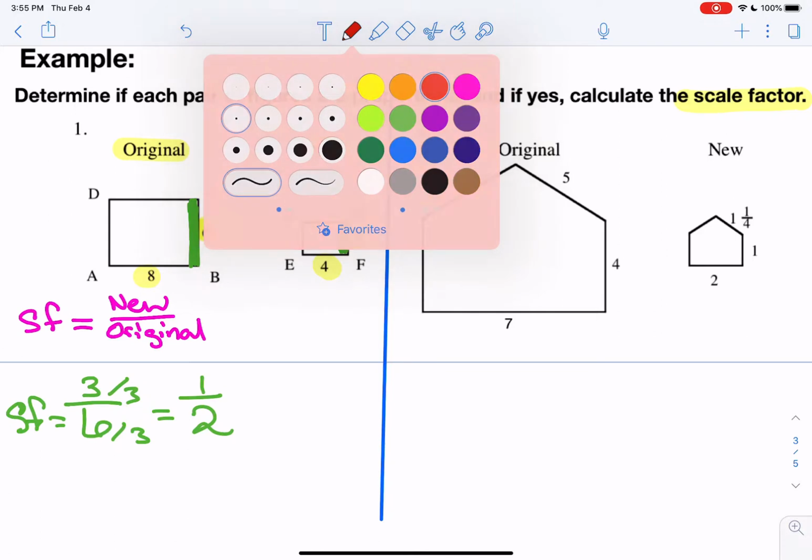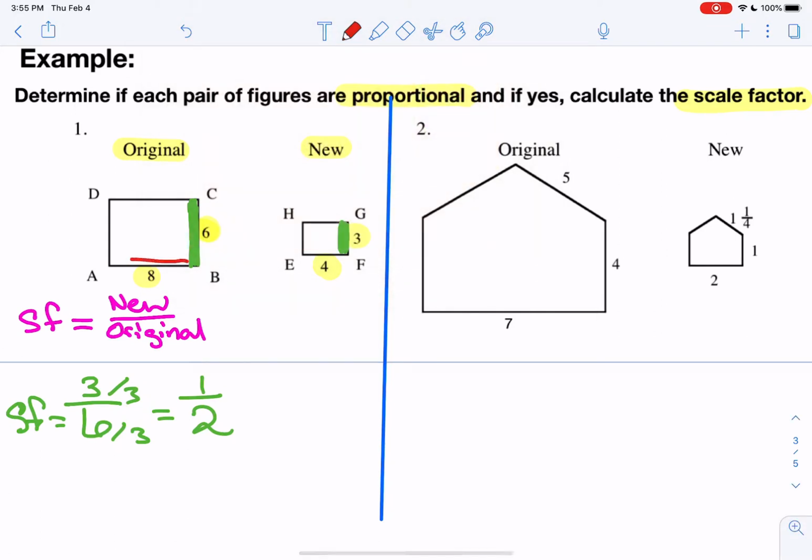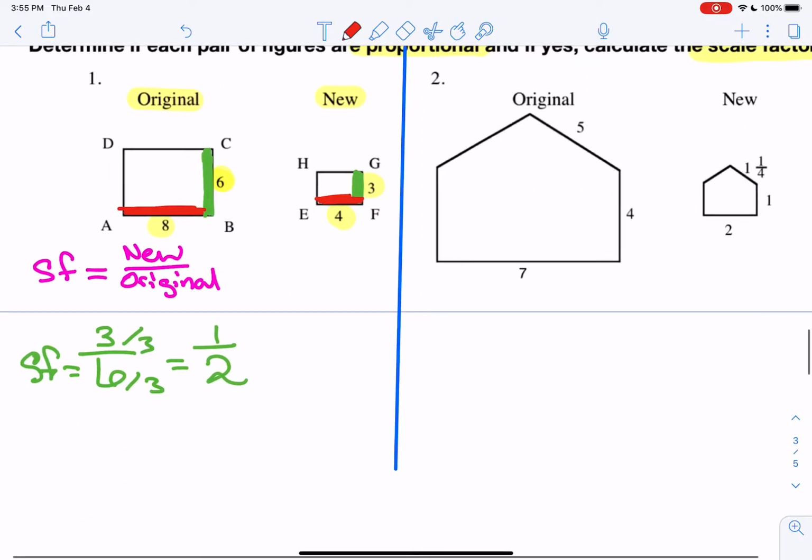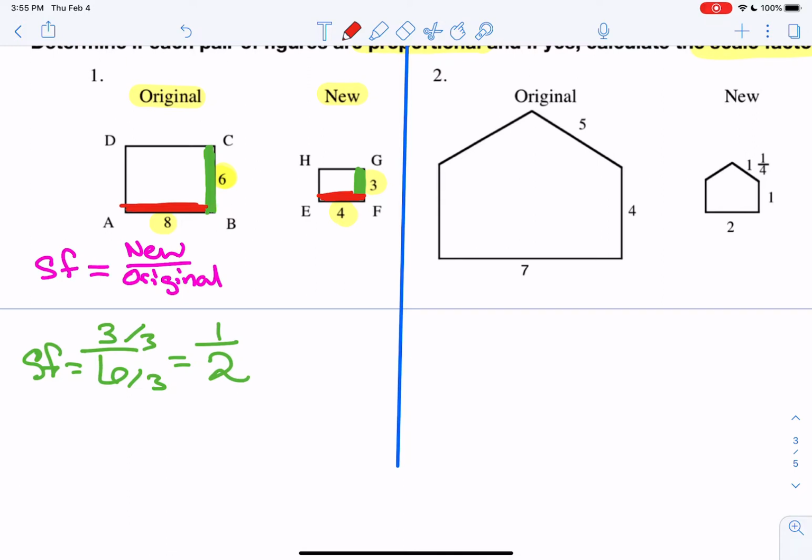Now, we can check this side of our rectangles, and if we get 1/2 again, that means yes, there is a scale factor because 1/2 worked for both sides. Okay, so scale factor. The new is 4 and the original is 8. I can simplify this because 4 goes into both 4 and 8. 4 goes into 4 once, 4 goes into 8 twice.